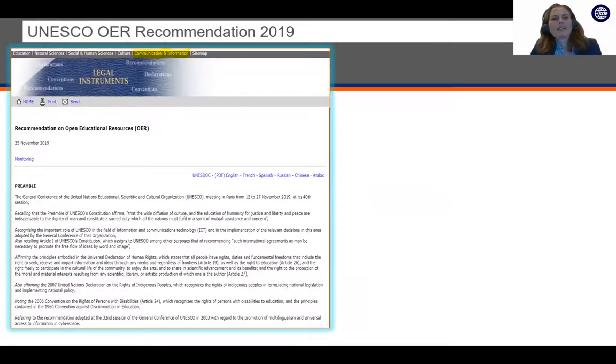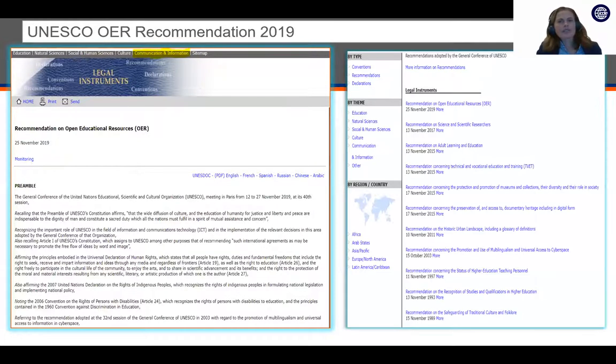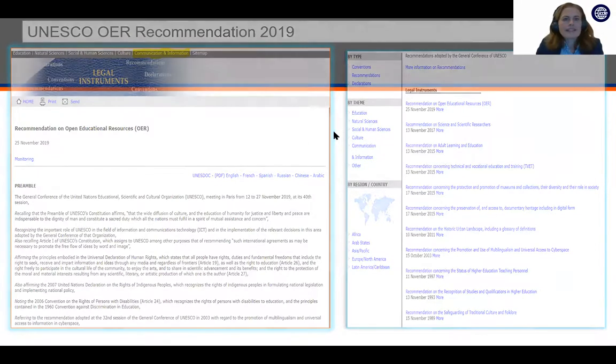I really just want to highlight that the UNESCO recommendation on OER is really the only existing normative instrument in the field of technology and education to date. It was adopted unanimously by all the UNESCO member states in November 2019. So a very important step for everyone working for open education.